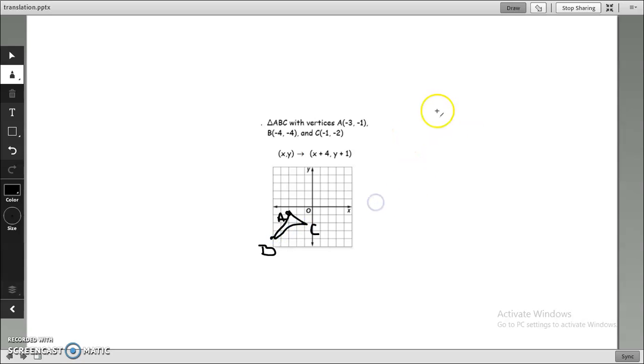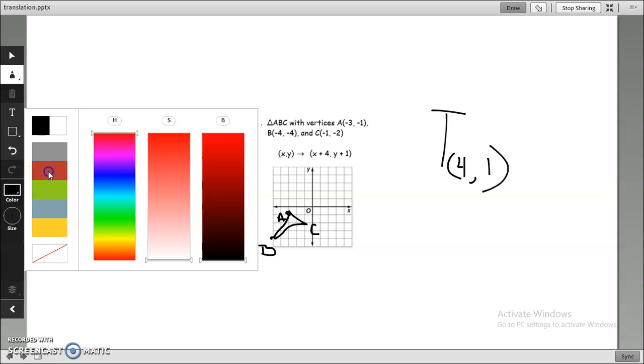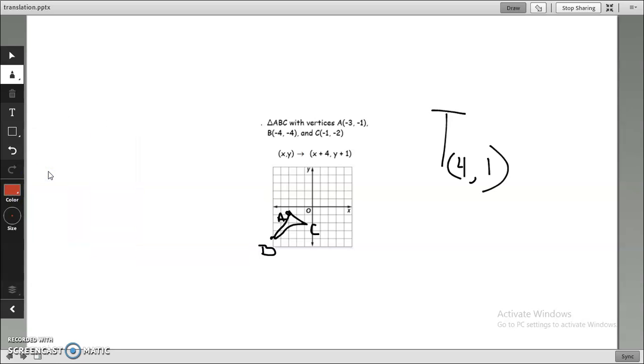And this time it's written more as a transformation. So that's 4, 1. Basically, is another way of writing it. I'm just trying to make sure you understand all the different ways that it can be written. And I'm going to add 4 to my x values and 1 to my y values. So A is at 4 plus negative 3 is 1. And 1 plus negative 1 is 0. So that is 1, 0 is my A prime.